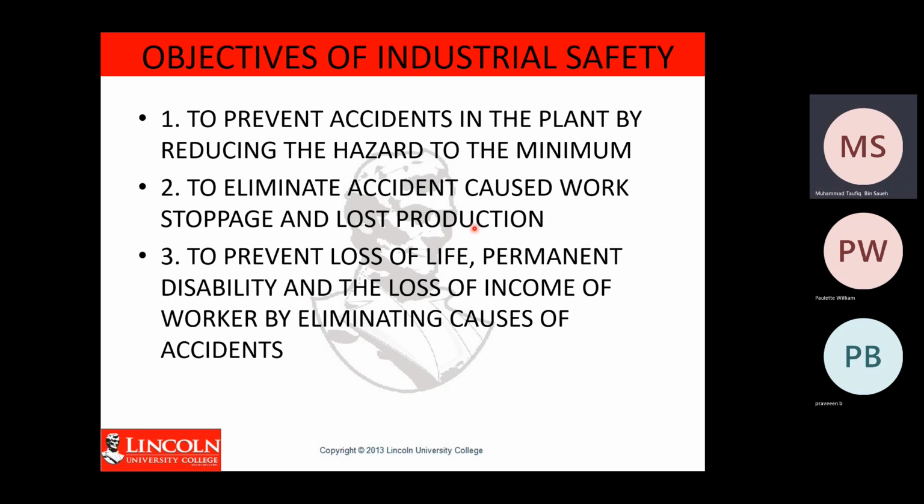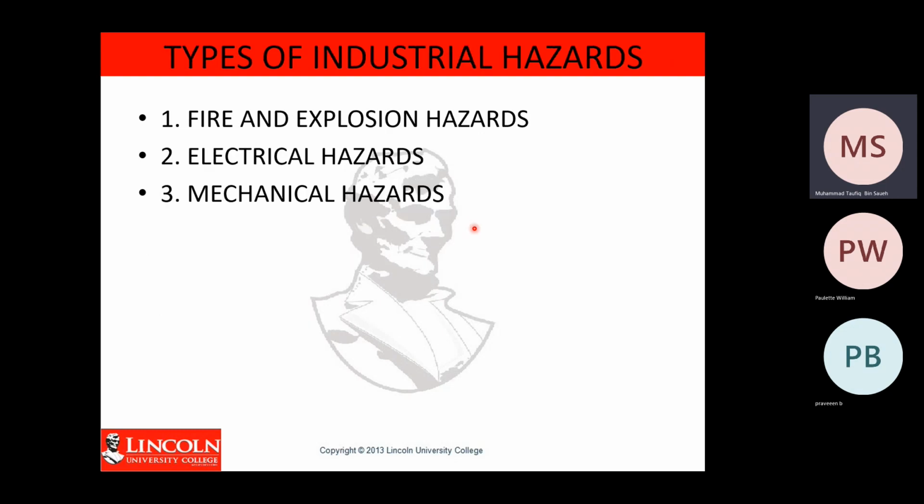First one is to prevent accidents in the plant by reducing the hazard to the minimum. Second one, to eliminate accidents that cause work stoppage and lost production. And number three, to prevent loss of life, permanent disability, and the loss of income of the worker by eliminating causes of incidents.